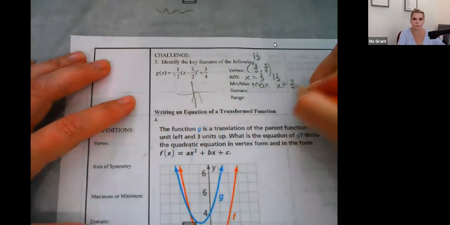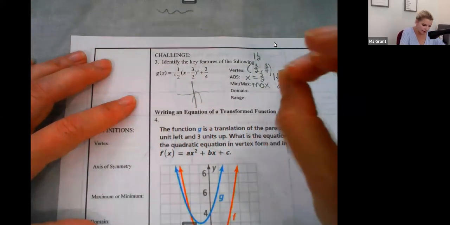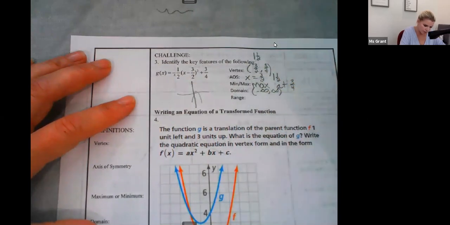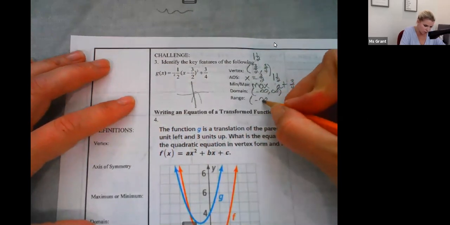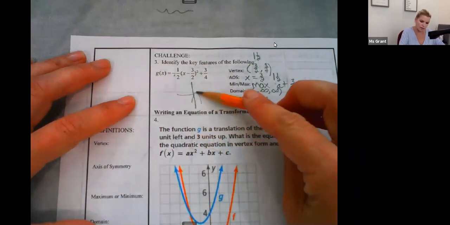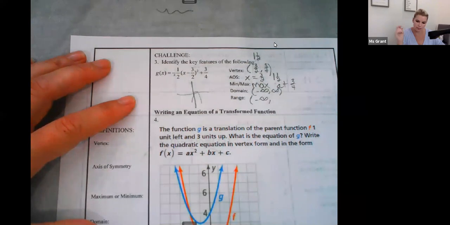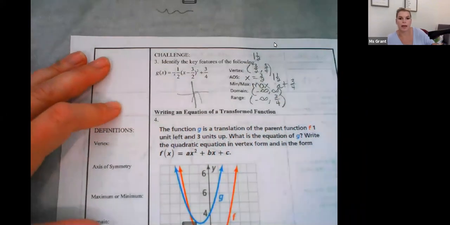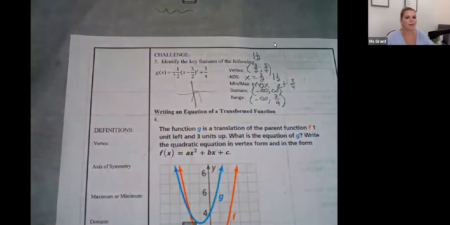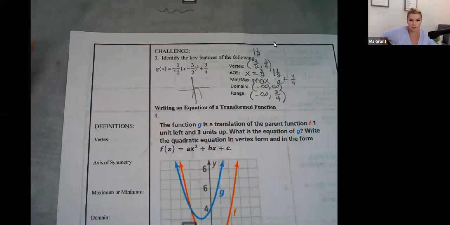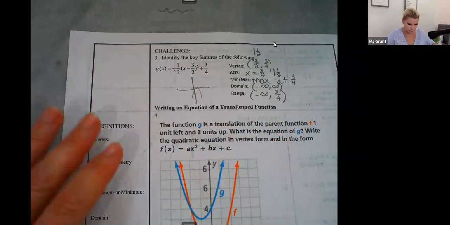3/4. Okay. My domain is going to be all real numbers because the domain for parabolas is always all real numbers. And my range goes low to high, negative infinity all the way up to the top point where it maxes out, which is 3/4. So that's my range for the function. So I don't know that this is a challenge. I think that you guys, dealing with fractions is just fine. Okay.